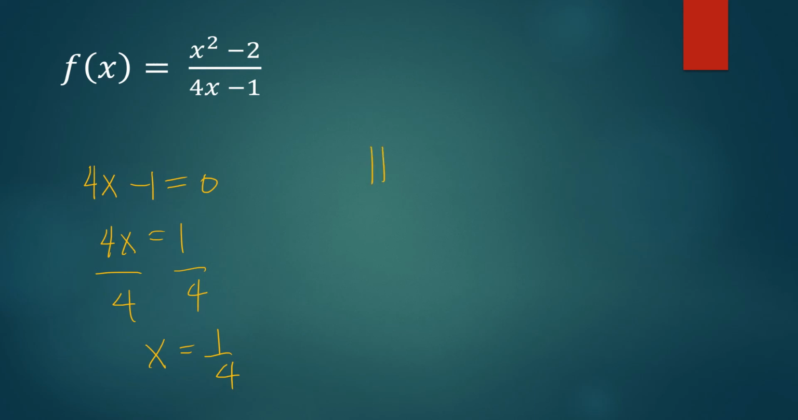And getting the horizontal asymptote, we go back again to the degree. The degree of the numerator is 2, the degree of the denominator is 1. So the degree of the numerator is greater than the degree of the denominator. This means that the horizontal asymptote is none, meaning there is no horizontal asymptote in this given function.